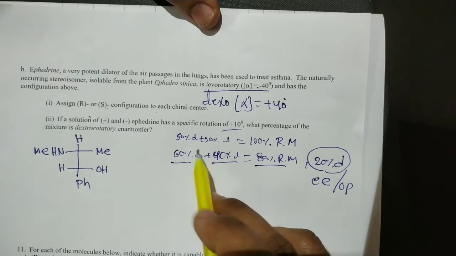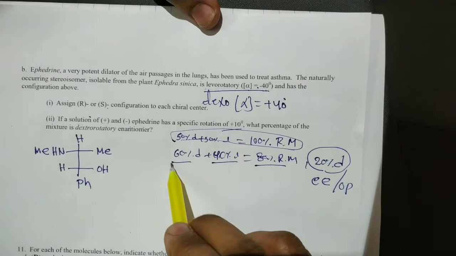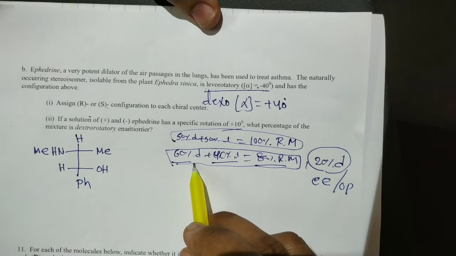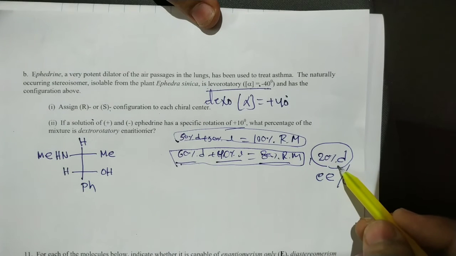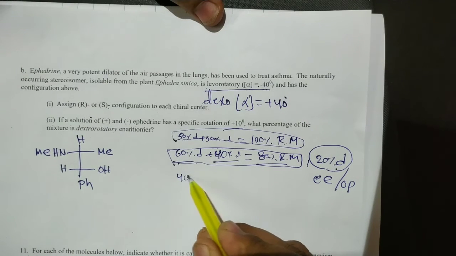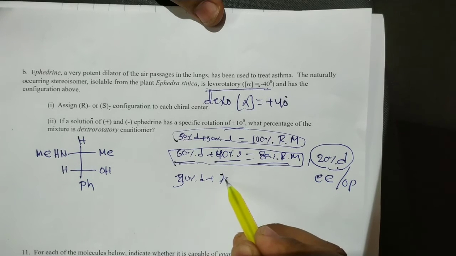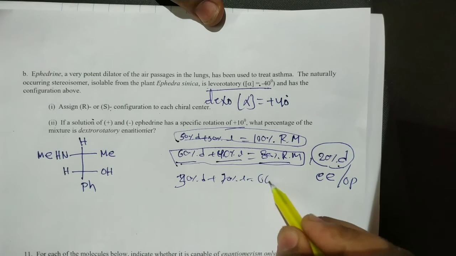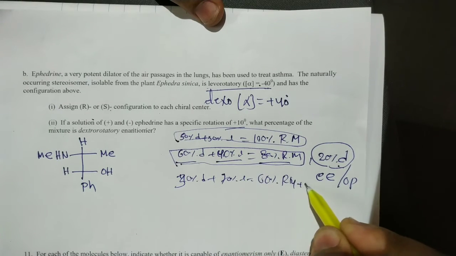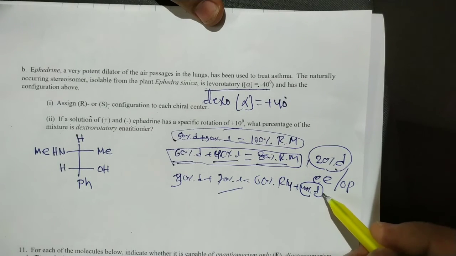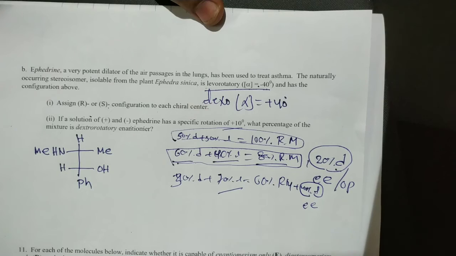This mixture has optical rotation 0, but this other mixture's optical rotation is not 0. It has optical rotation because of the excess amount of one enantiomer, that is the dextro isomer. Suppose 30 percent is dextro isomer and 70 percent is levo isomer. Here 60 percent is racemic mixture, and the remaining 40 percent, levo, is present in excess amount. That is nothing but the enantiomeric excess.